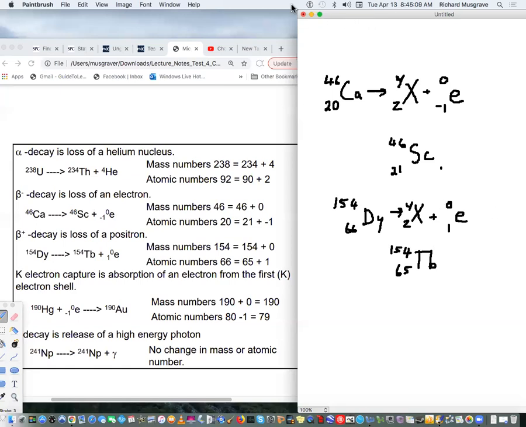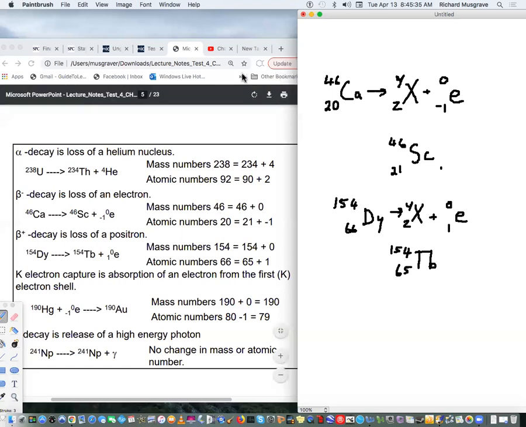How do you all feel about positron decay? 5, 4, 3, 2, 1, 0. All right. Everybody seems to be okay with that.